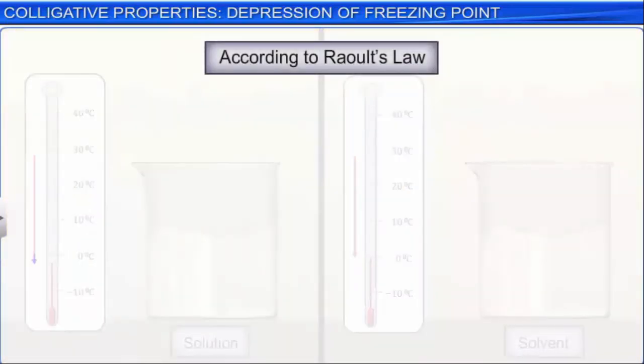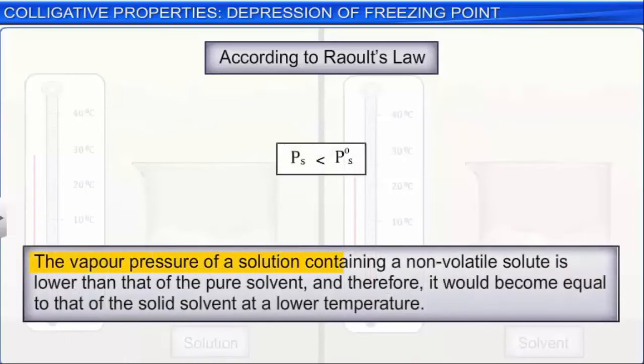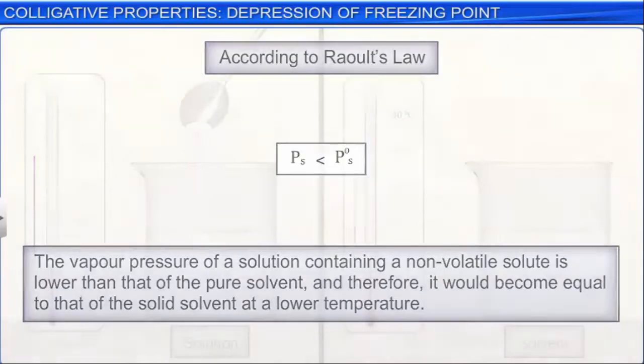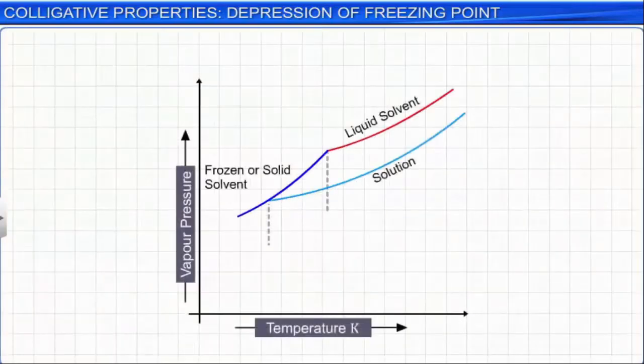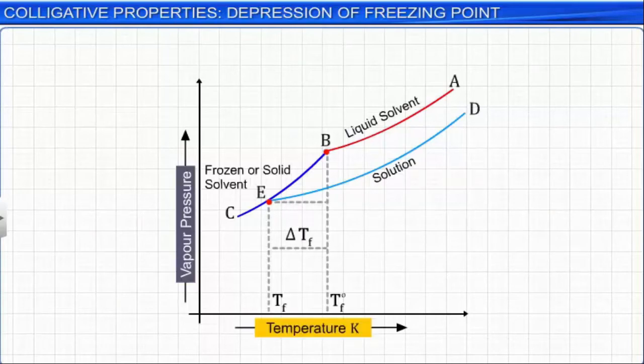According to Raoult's law, the vapor pressure of a solution containing a non-volatile solute is lower than that of the pure solvent, and therefore it would become equal to that of the solid solvent at a lower temperature. That is why the freezing point of a solvent decreases when a non-volatile solute is added to it. This can also be explained if we plot a graph of the variation of the vapor pressure of a pure solvent and solution as a function of temperature.